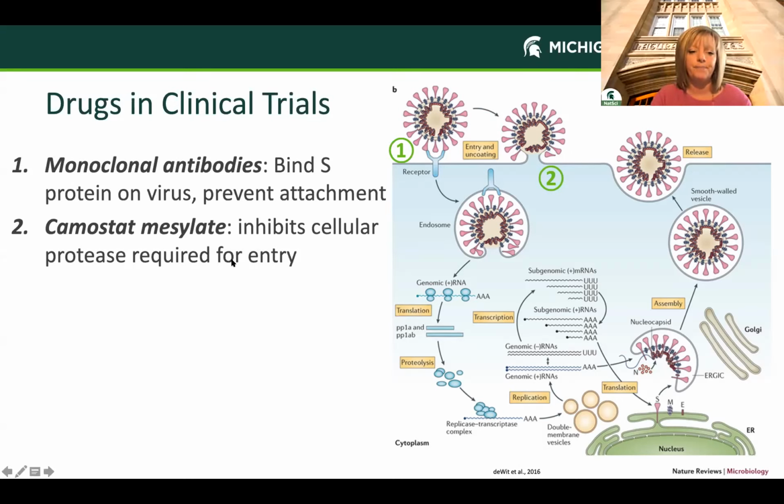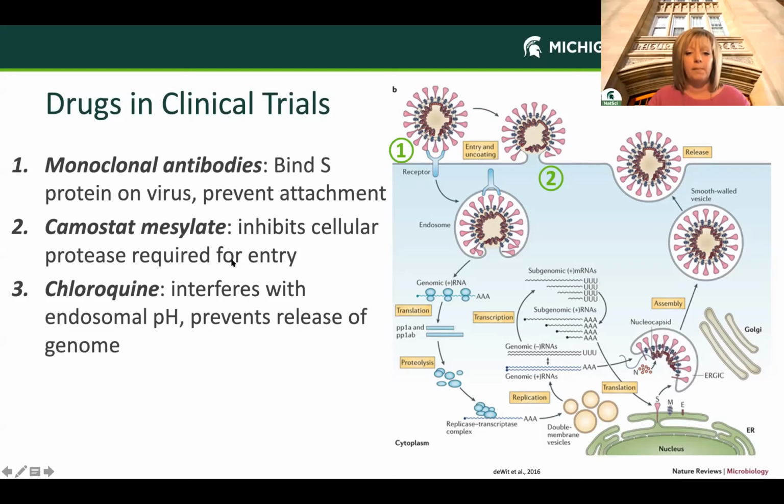The third example that I have for you is chloroquine or hydroxychloroquine that you've heard about in the news. And the understanding that most researchers believe is impacted by this drug is this endosomal pathway. It interferes with the endosomal pH. And so if you don't have the right pH in there, you don't end up releasing the genome into the cytoplasm and a life cycle cannot ensue.